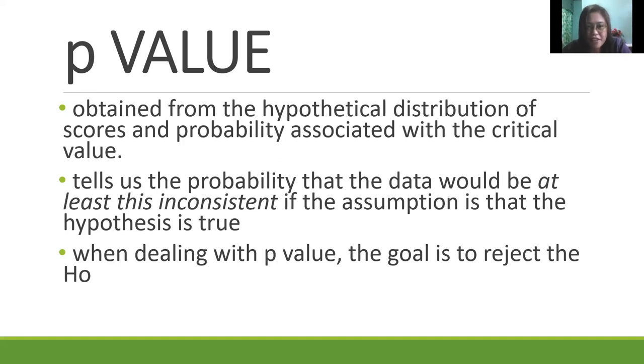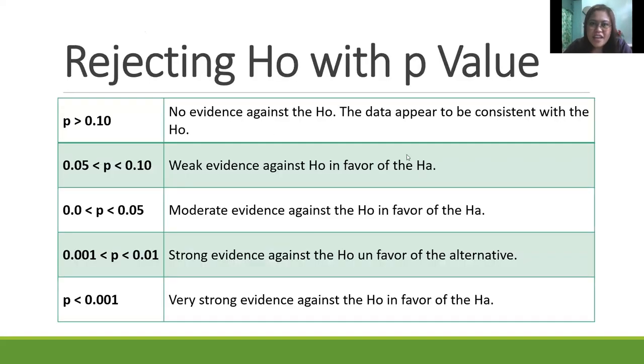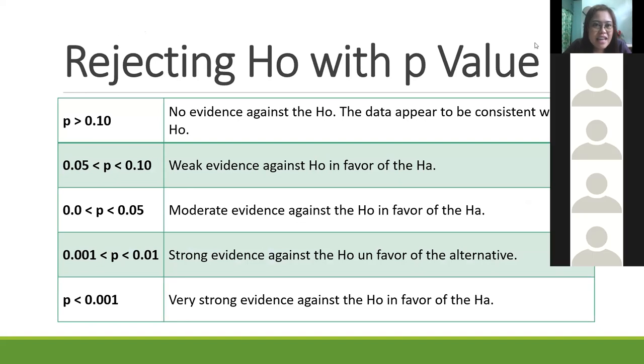So pag p-value, class, this will just tell us the probability that our data is inconsistent if our assumption, if what we want to believe, our hypothesis, is true. Okay? So kanang p-value, class, na siya'y value, no?